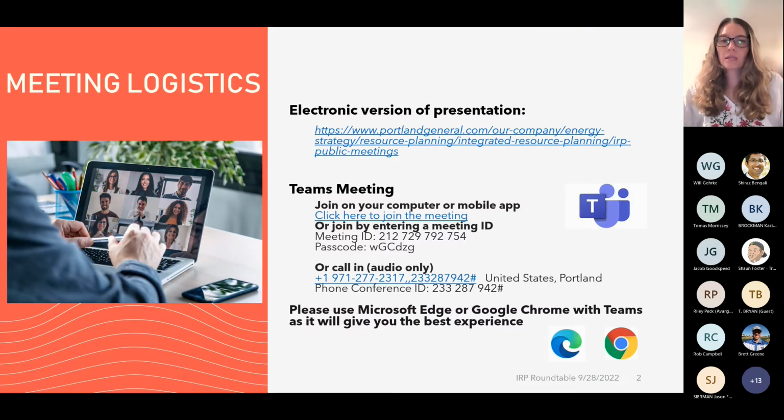So this slide shows our meeting logistics. If you're here already, you probably don't need this slide, but you do have this link to the electronic version of the presentation. That's where you can find this after the meeting. And right now, it's also online. Just a reminder that Teams will work best in Microsoft Edge or Google Chrome. So if you have those browsers, those are the best options.